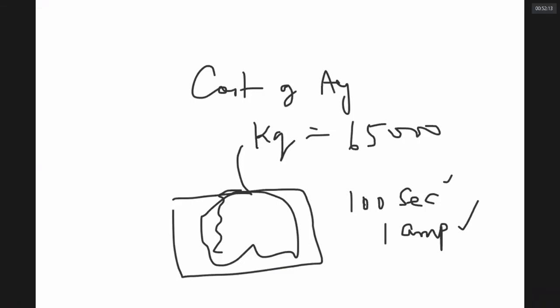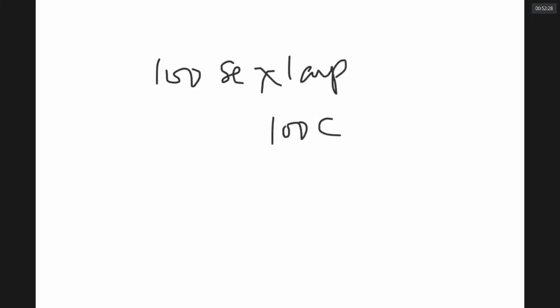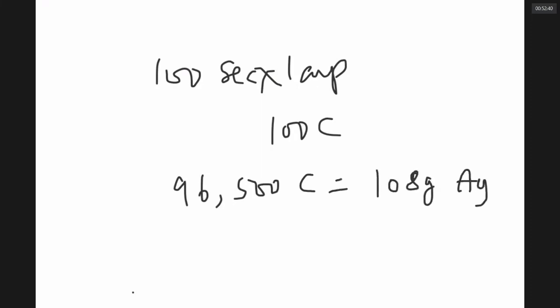How to solve this, sir? We can use Faraday's law. 100 seconds into 1 ampere is equal to 100 coulombs. Now you know 96,500 coulombs is equal to 108 grams of silver. Do we know that, sir? Yes, sir. 100 coulombs is equal to how many grams?